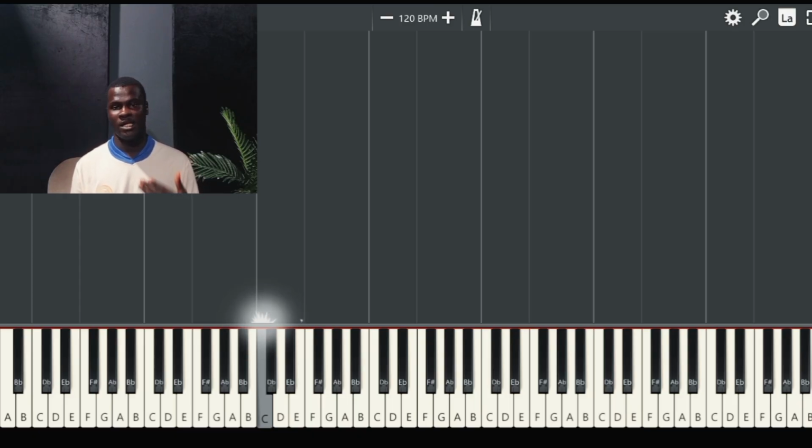Okay, we have located the key of C. So going forward, remember, in music, while ascending, you go to the right, while descending, you go to the what? Left. So we'll be going to the right from here. So we're on the key of C.